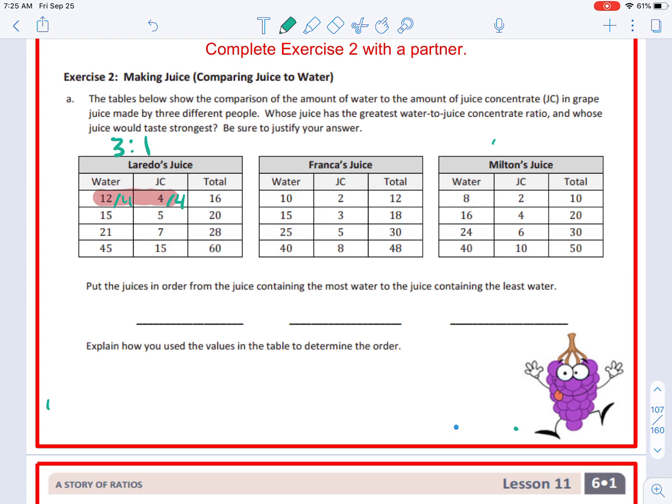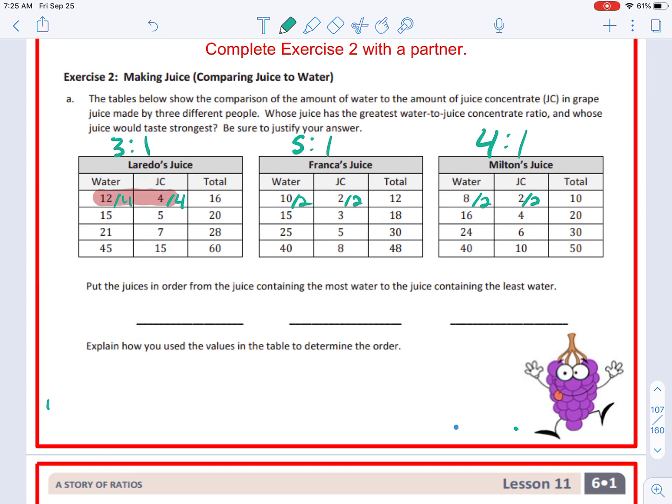Okay, let's look at Franca. 10 to 2. Obviously, we have to divide both by 2 here. So that's going to give me 5 to 1. Okay, 5 cups of water, 1 cup of concentrate. Let's look at Milton. Divide both by 2 as well. That's going to give me 4 to 1. So now we found the ratios that describe each table.